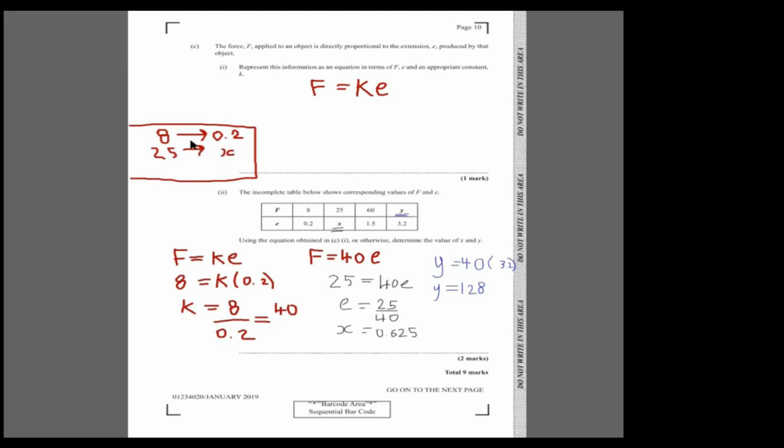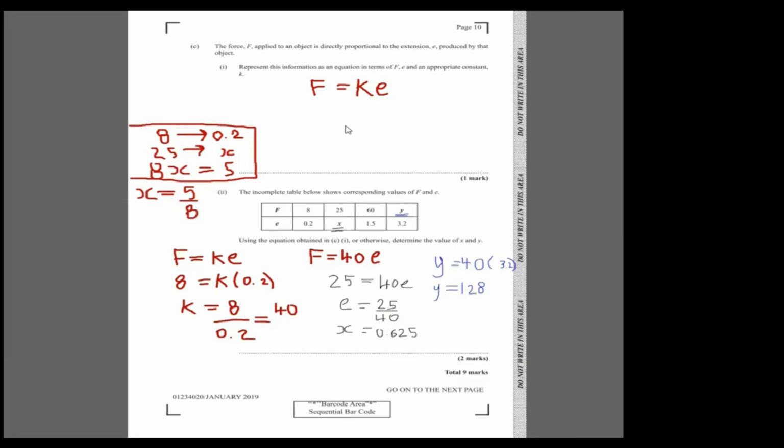But what we do know is if we cross multiply, then what we're saying is 8x is equal to 25 times 0.2. 25 times 0.2 is 5. So 8x equals 5, and so x is equal to 5 over 8. And so this would also give you x. Now guys, 5 over 8 is the same as 0.625. Put it in a calculator. So that's an alternate method for getting x.